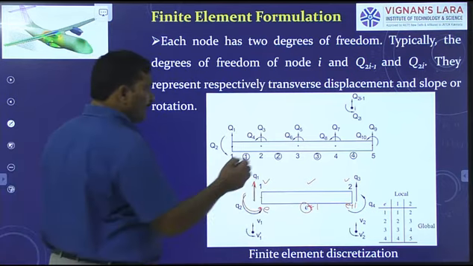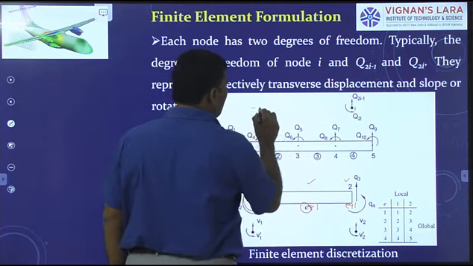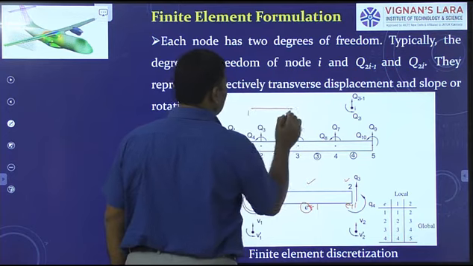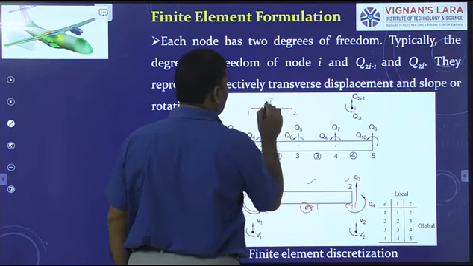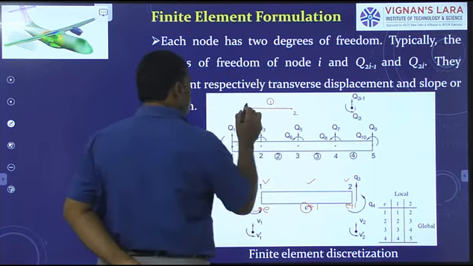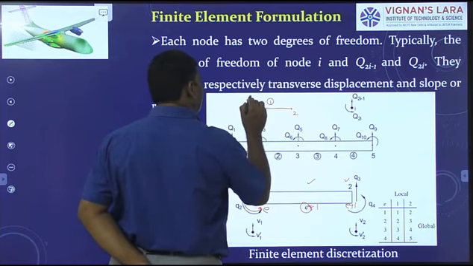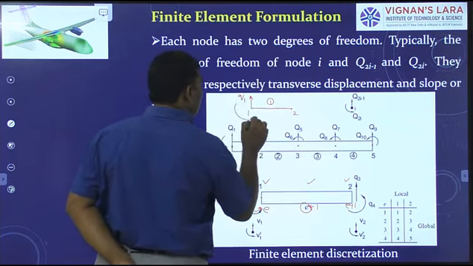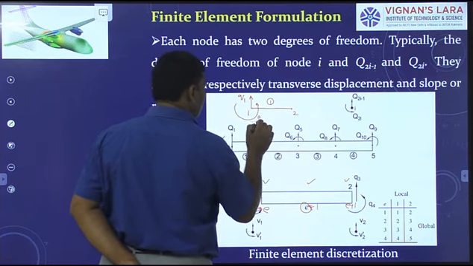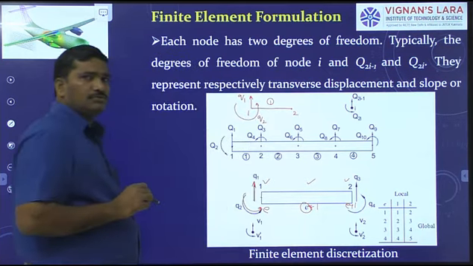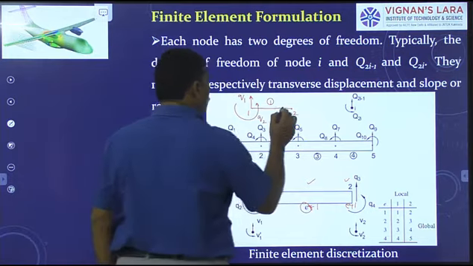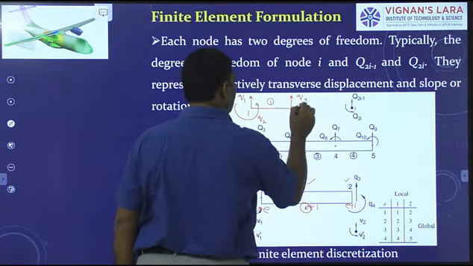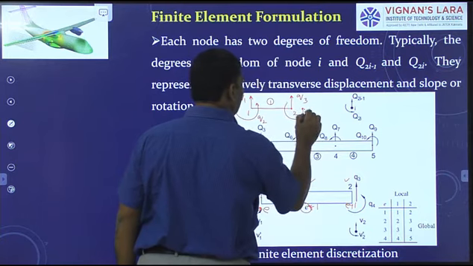You can also represent it like this conventionally. Draw a line with 2 end points. They represent nodes 1 and 2 for element 1. Node 1 has the translation which represents the beam deflection Q1 and a rotation or the slope Q2 like this. Next, node 2 has the beam deflection Q3 and rotation Q4.